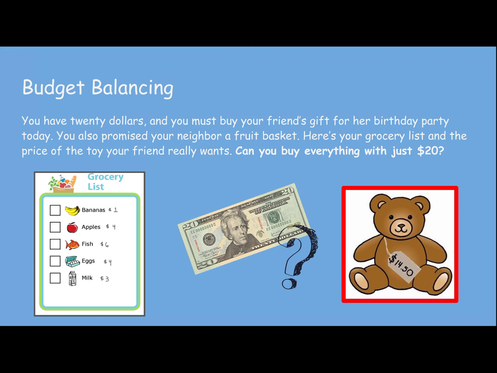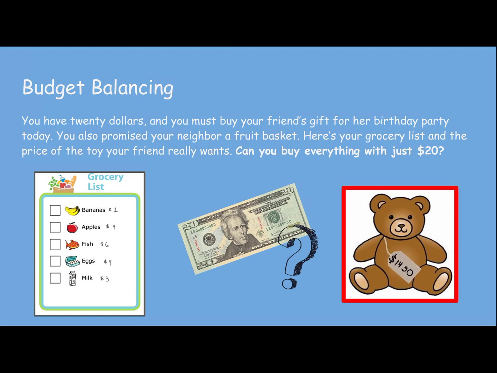Okay, now we're getting into the most important part. So, budget balancing. Let's start with a whole new scenario. Let's say you're just at home, okay? You have $20 and you have to buy your friend's gift for her birthday party today. Her birthday party is today, so you have to buy a gift. But you also promised your neighbor a fruit basket. Here's your grocery list on the left and the price of the toy your friend really wants on the right. Can you buy everything with just $20?